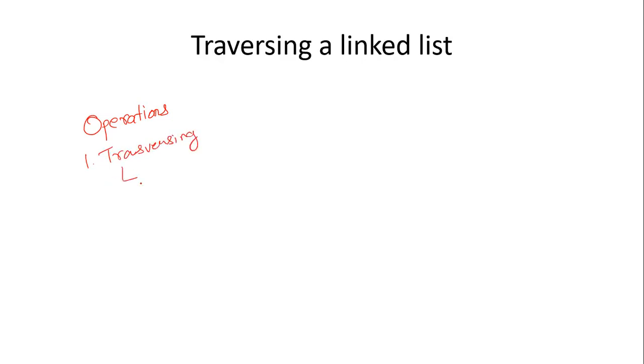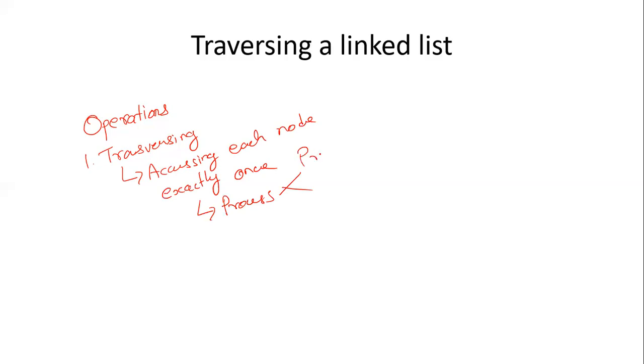What's called traversing? Traversing means accessing each node exactly once. Exactly once is called traversing. And while traversing, we can apply some process. The process may be printing the values on the screen, or maybe doing some arithmetic operations. Any operations that you want to do, you can do here.